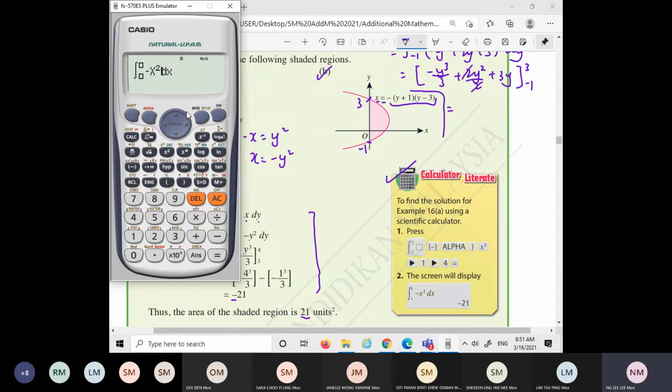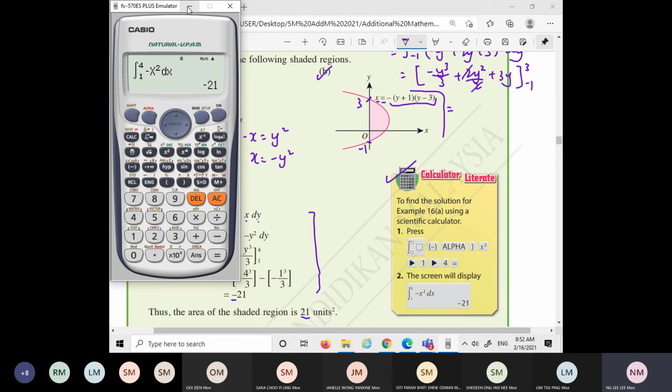After that you just go back to key in your limits. For those using the black color one, I think you follow this step. You can try. The upper limit is 4, so we key in 4. The lower limit is 1, so you key in 1. Then you just press equal. You get negative 21 as the answer. If you are using the silver color one, then you follow my steps. If you are using another calculator, then find out yourself how to use it to get the final answer.